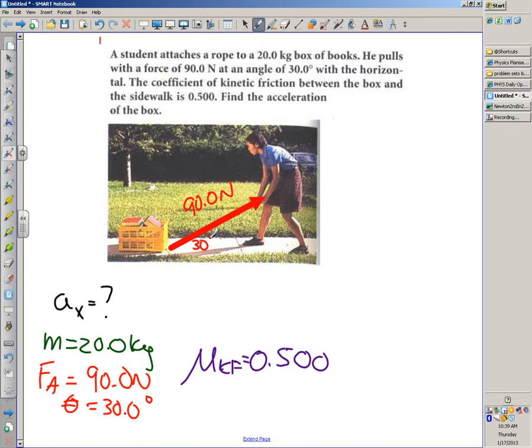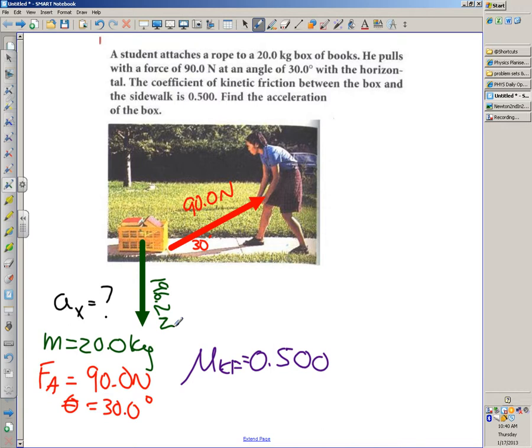Other forces we can put on here: force of gravity, in this direction. We know how to calculate the force of gravity, yes? You plug that into your calculator and you find that the force of gravity acting on this object is equal to 196.2 newtons. Good there?